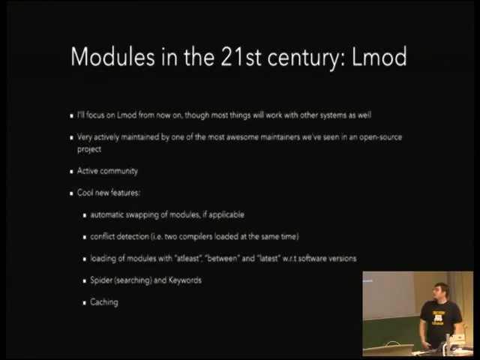They used to. It has cool new features instead of the old module system, like automatic swapping of module files and conflict detection. If you load, for example, 2 compilers that conflict with each other, it will spit out an error. Loading of modules with at least, between and latest with regard to software version means you use version 2.0 or 2.5 of a version that said I need between this and that version to be compatible with whatever stuff I want to use. And it's working.